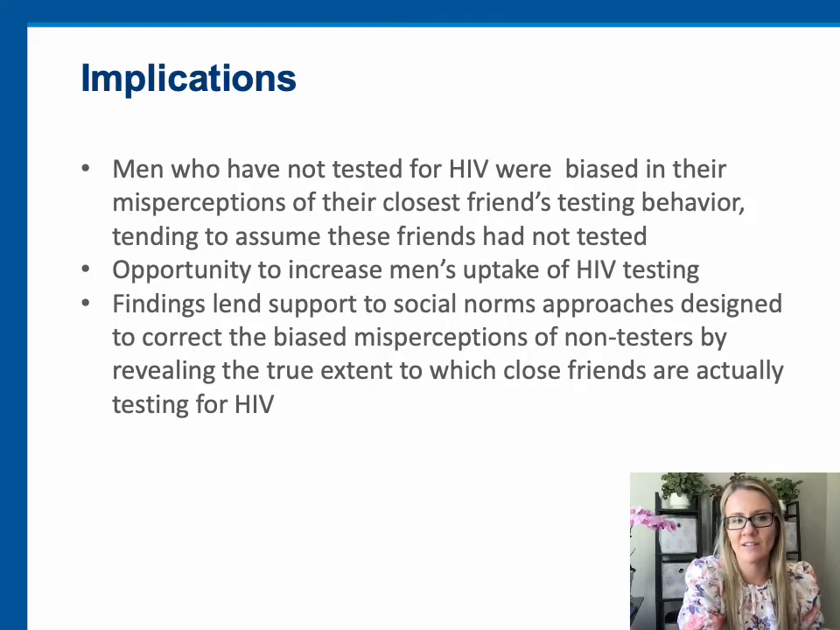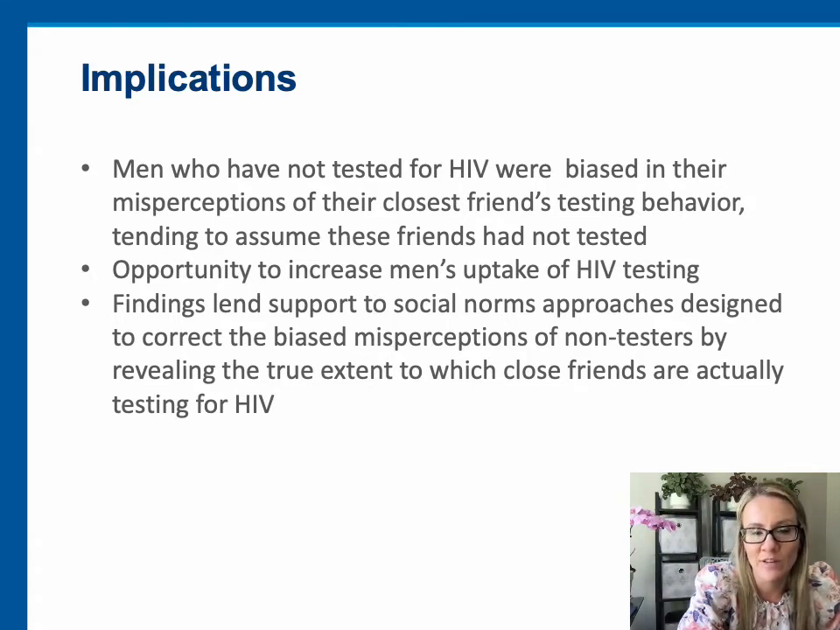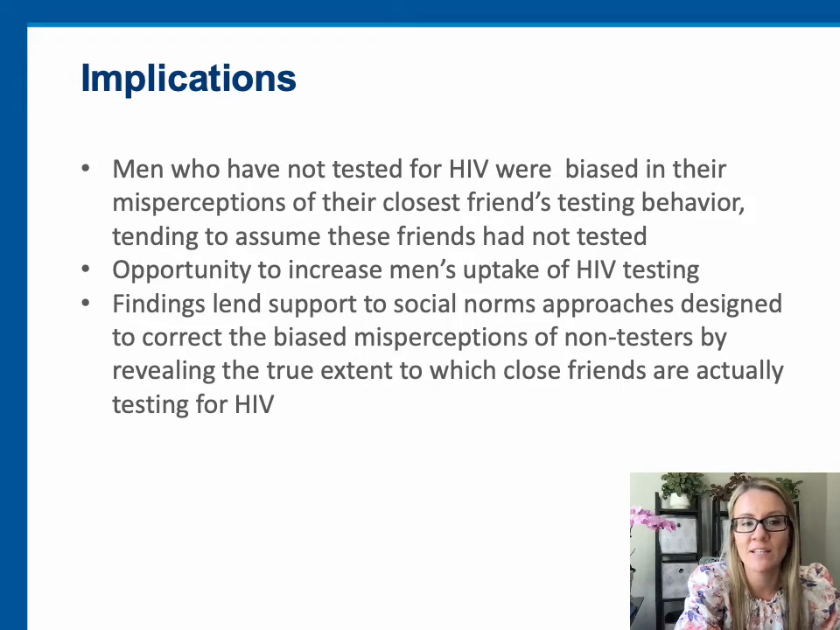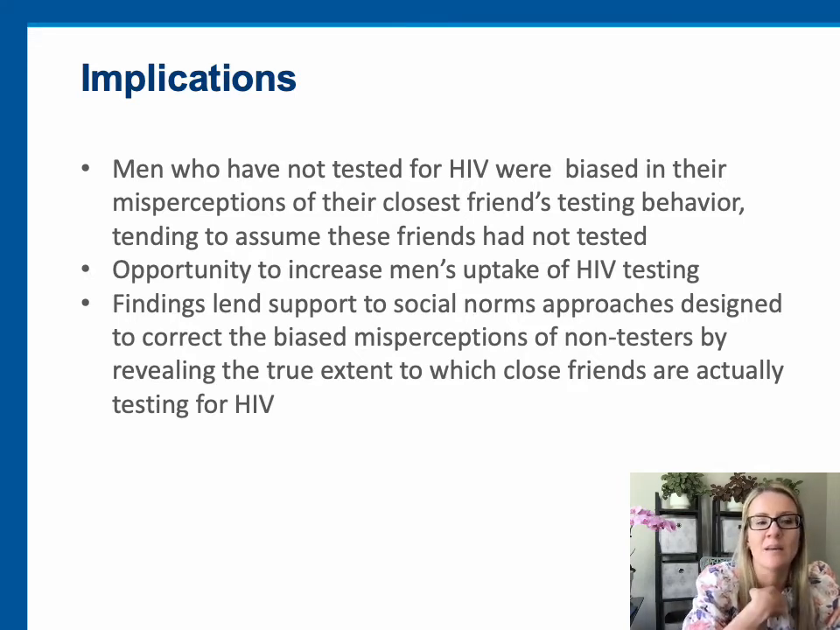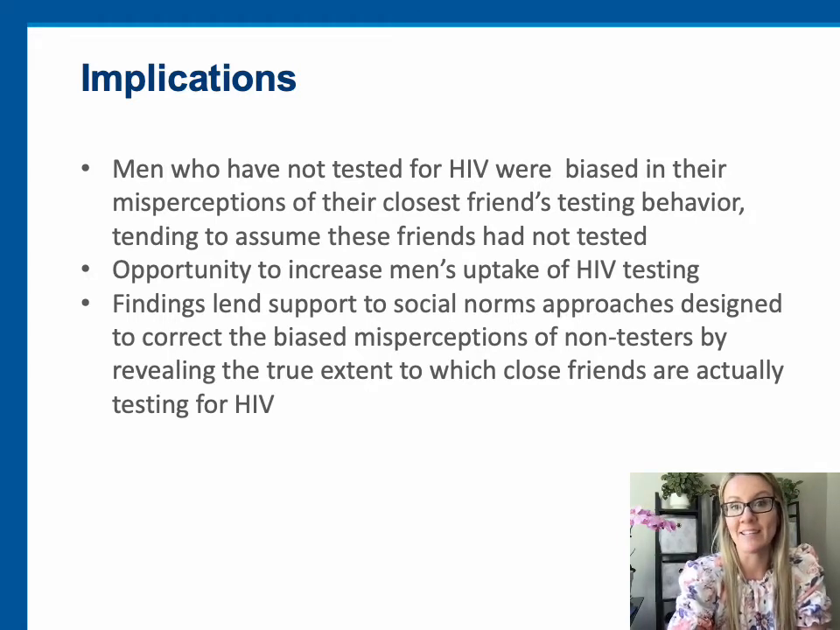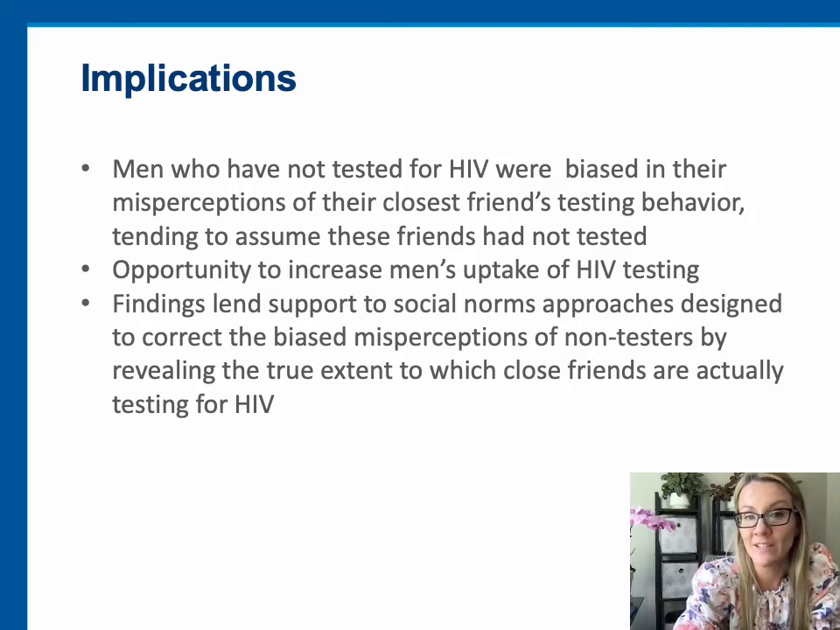So what were the implications of this study? Well, we learned that men who hadn't tested for HIV were biased in their misperceptions of their closest friends' testing behavior, tending to assume that their friends had not tested before. And we continue to see this as an opportunity to increase men's uptake of HIV testing, by engaging in interventions that support social norms approaches designed to correct misperceptions by revealing the true extent to which those close friends are actually testing, and shifting these norms by getting folks to talk about their testing experiences with their closest friends, and hopefully using that as an opportunity to shift the narrative of what men in these settings think others like them should and are doing.